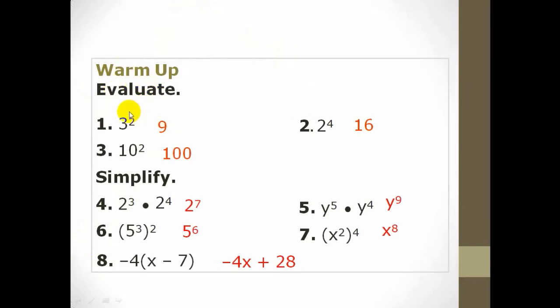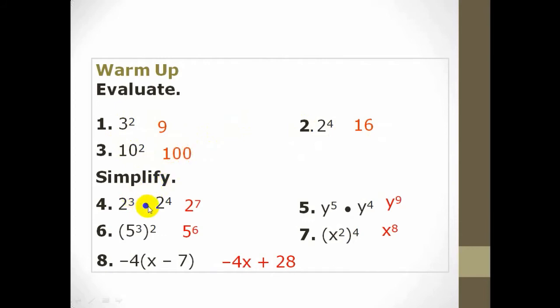First, to revise 3 power 2. I have already told you about the exponential form. This is the exponential and this is the value of the exponential. 3 square means 9, 3 multiplied by 3, 9. 2 power 4 means multiplied 2 four times, which is equal to 16. 10 power 2 means multiplied 10 two times, which is equal to 100.